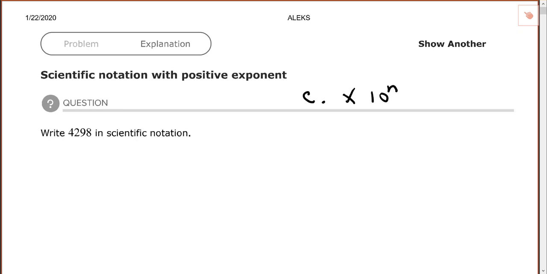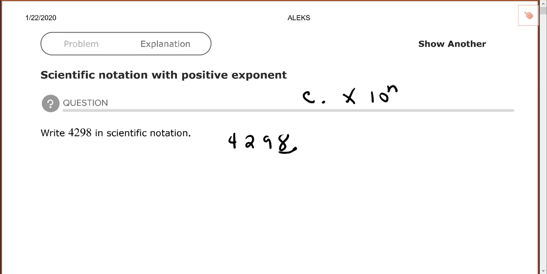So we have 4,298, and we want to rewrite this in scientific notation. Since the decimal is all the way to the right, we know that our exponent will be positive. I'll show you why in a minute. Our goal is for the decimal to end up between the 4 and the 2, that way we only have one digit to the left of the decimal. So I start off with 4,298, and my decimal is understood to be all the way to the right of the 8. I need to make it end up between the 4 and the 2.